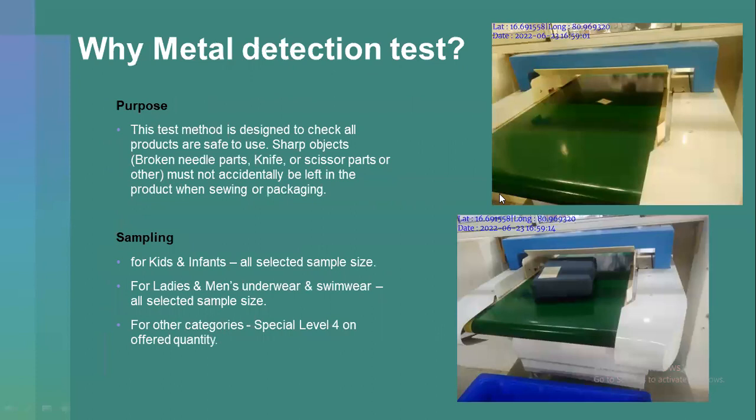Next is the metal detection test. The main purpose of this test is to check that the product is safe to use, with no sharp edges or broken needle parts, knife or scissors accidentally left in the product when sewing or under packing. For sampling, whether it is infant, kids wear, or ladies and men's underwear or swimwear, we have to select all inspected sample size. For other product categories, we can perform it at S4 level of offered quantity.